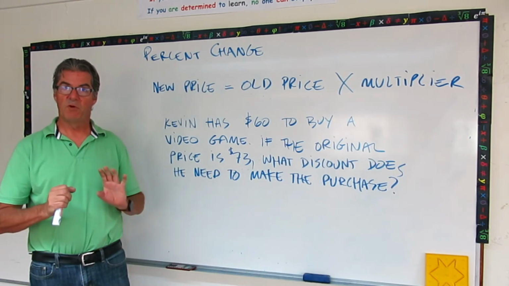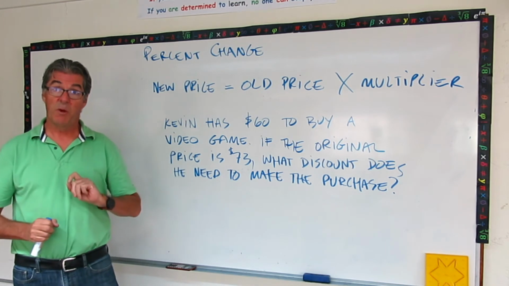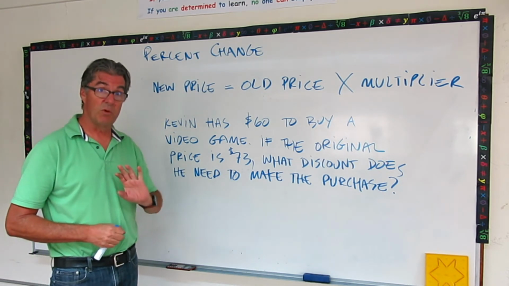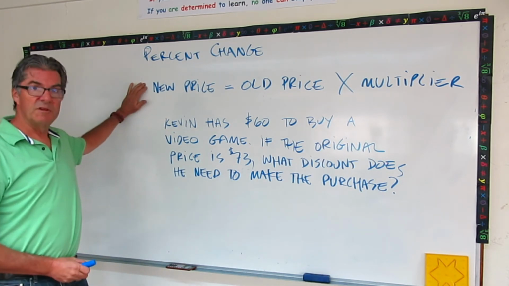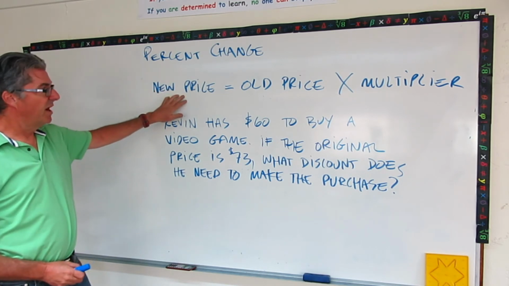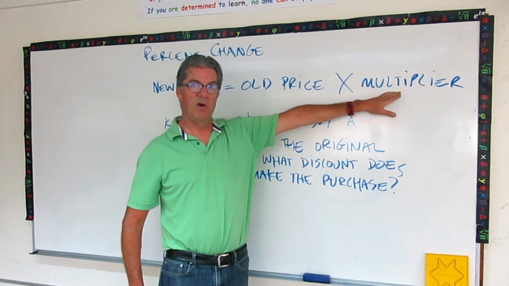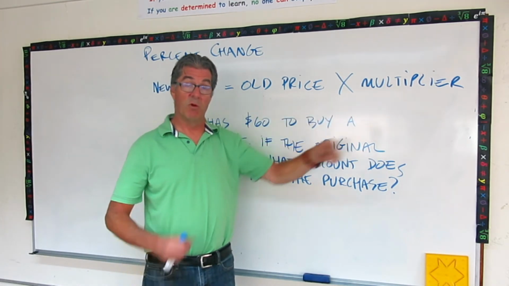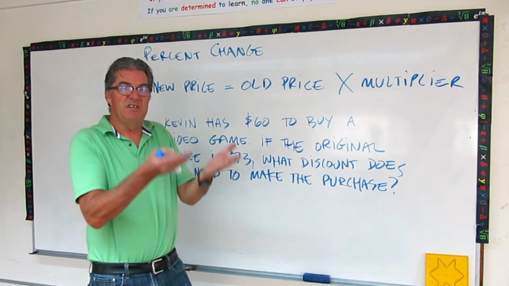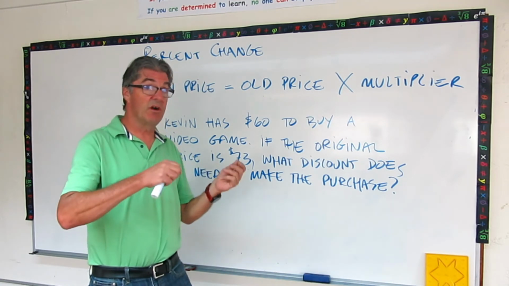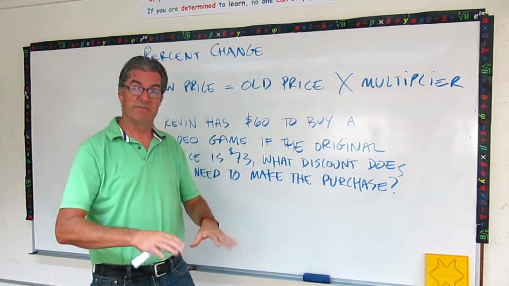Okay, let's do a little bit more complicated problem. But first I want to summarize what we just did on the last two boards. Here's a general formula: the new price is always going to be the old price times the multiplier. The multiplier will be bigger than 1 if it's a price increase, and it will be between 0 and 1 if it's a price decrease.